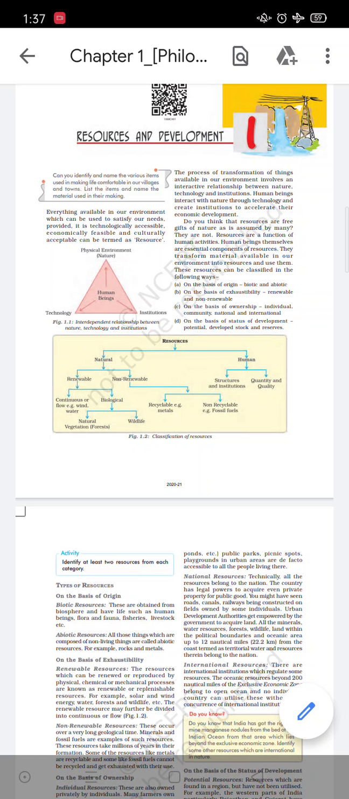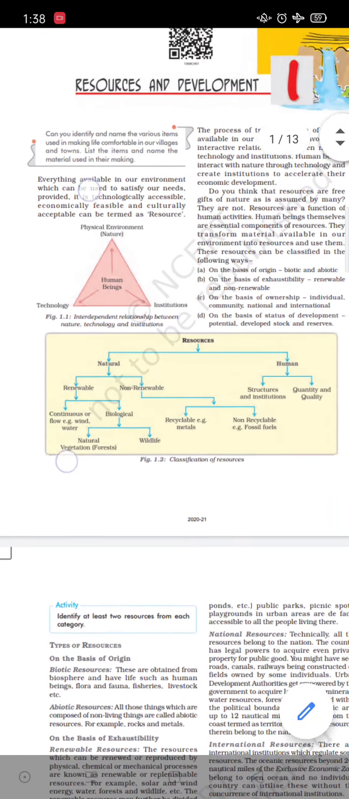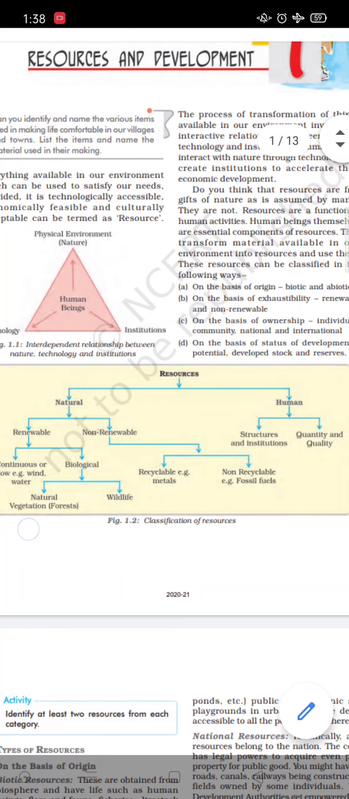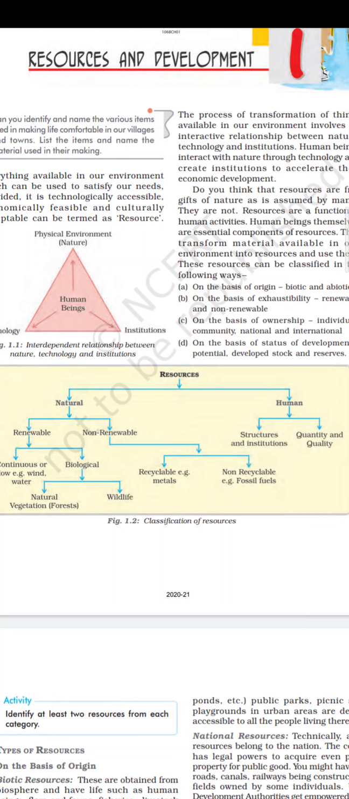If we talk about the definition of resources, then we can say that resources are those which satisfy human needs, and they are technologically available, economically feasible, as well as culturally acceptable to the people. Then only it is a resource for us. Okay? Then this was the definition of the resources.